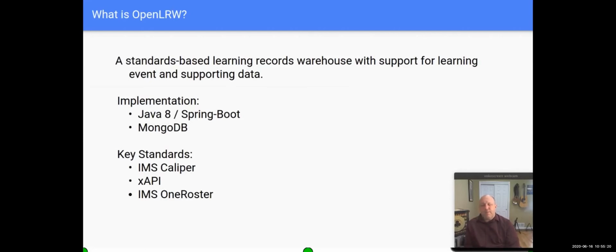We implement it in Java 8. We use Spring Boot. It's mostly API-driven REST APIs. And we used a document NoSQL database, MongoDB, for the backend, and we'll talk about why those decisions were made in just a second. The key standards were IMS Caliper, xAPI, and IMS OneRoster. So it's open for everybody. Anybody who knows those standards can make use of the LRW.